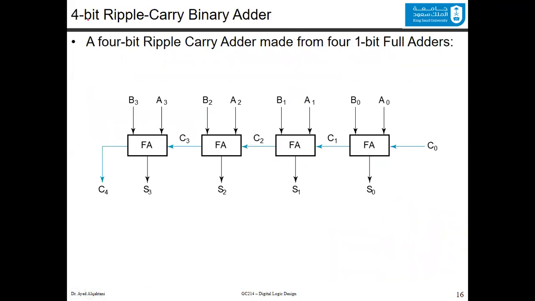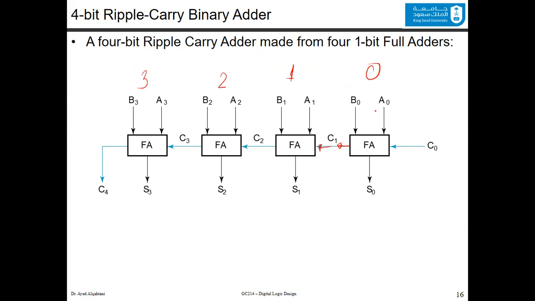Now, to generate a 4-bit ripple carry binary adder, you simply take one cell, which has 3 inputs, A0, B0, and carry 0, and generates 2 outputs, the sum 0 and the carry 1. The output carry of this stage will be the input carry in the next stage, and you connect them this way. Notice that this index is 0, this index is 1, here is 2, and here is 3.